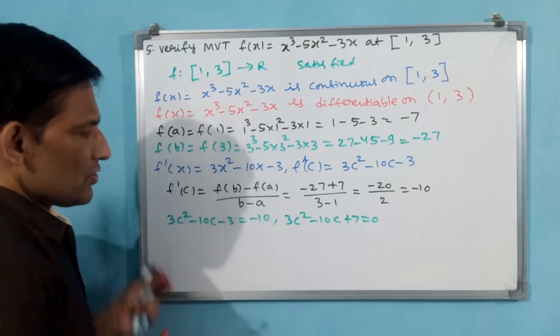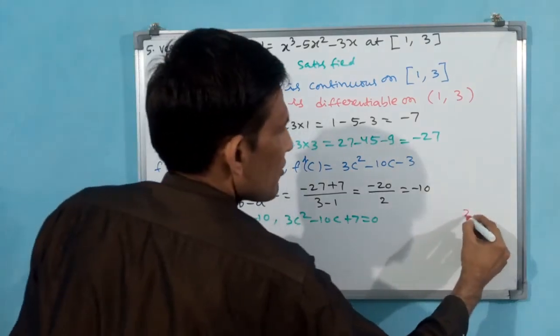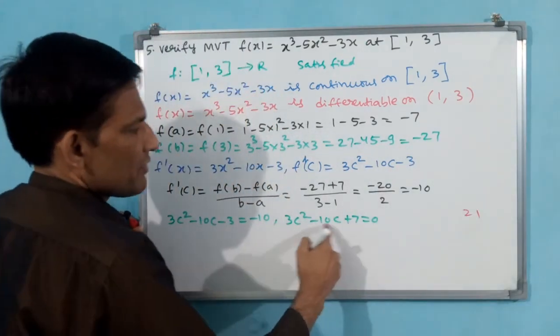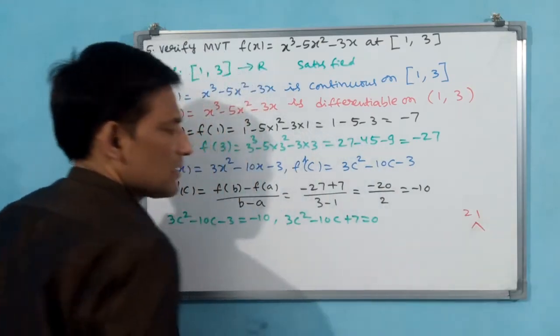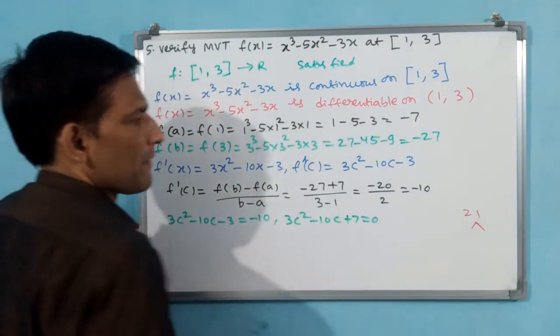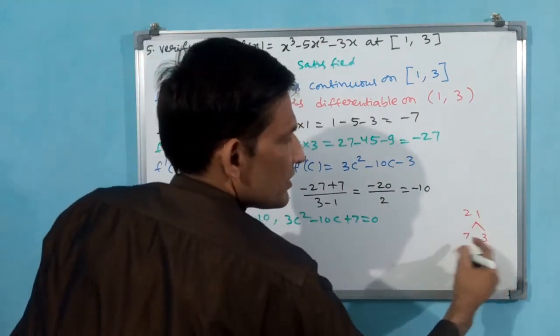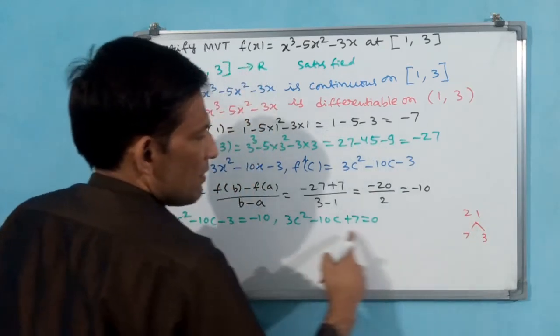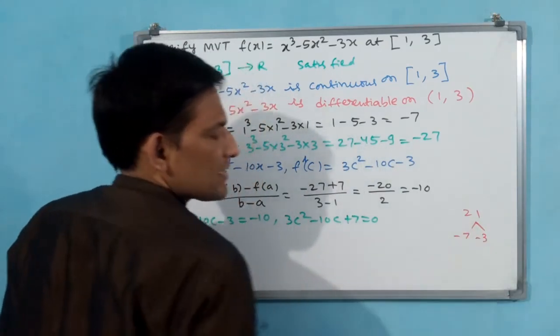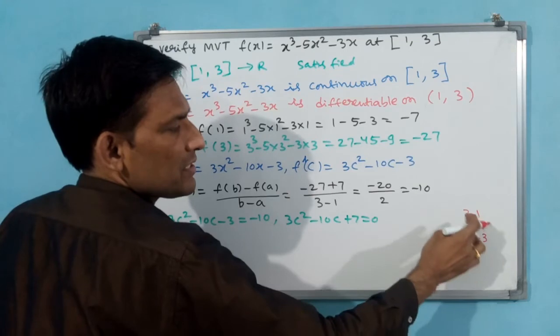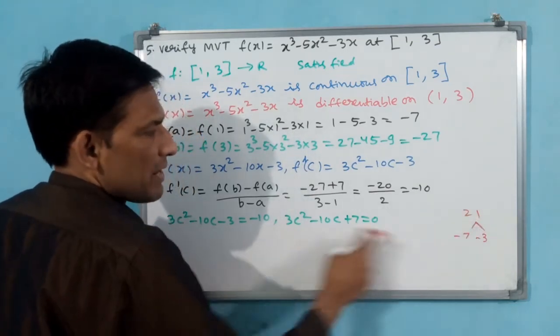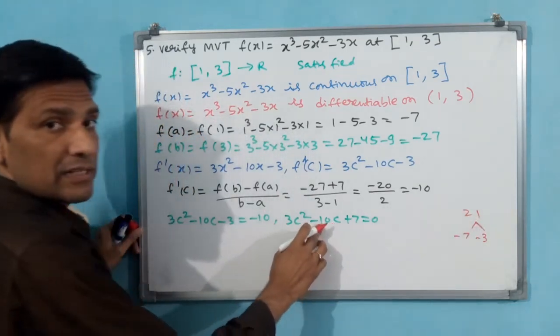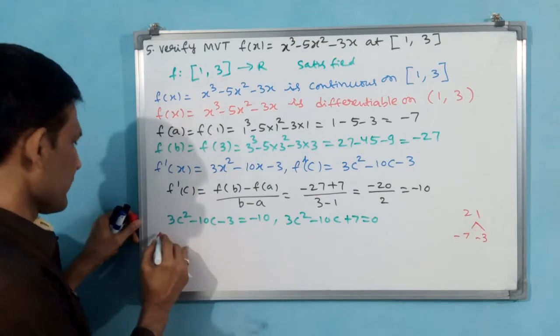3c square. See, a into c, 3 into 7, 21. Then what are the factors? See, 7 into 3, 21. But minus 10 means minus 7, minus 3. If you write minus 7 into minus 3, plus 21. But minus 7 plus minus 3, minus 10. Okay, same.